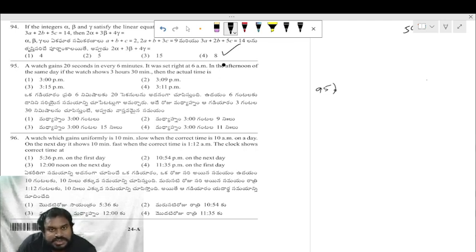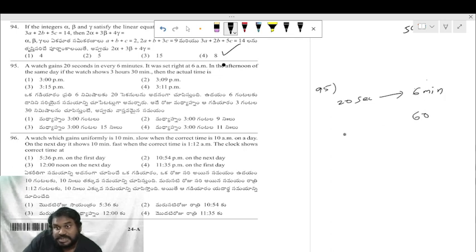A watch gains 20 seconds in every 6 minutes. It was set right at 6 a.m. Okay, it is gaining 20 seconds for every 6 minutes. So if it is 60 minutes, it will gain 200 seconds. 60 minutes means 1 hour. I'm just multiplying this with 10, so I'll have to multiply this also with 10.